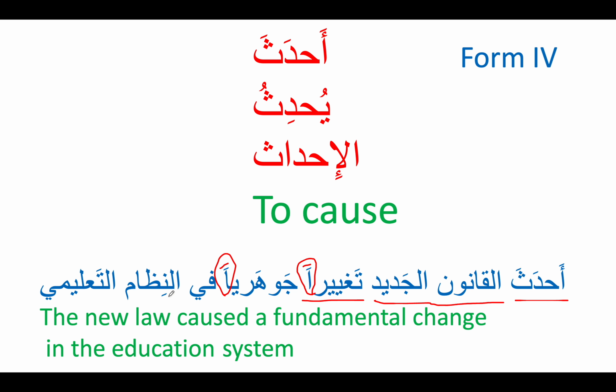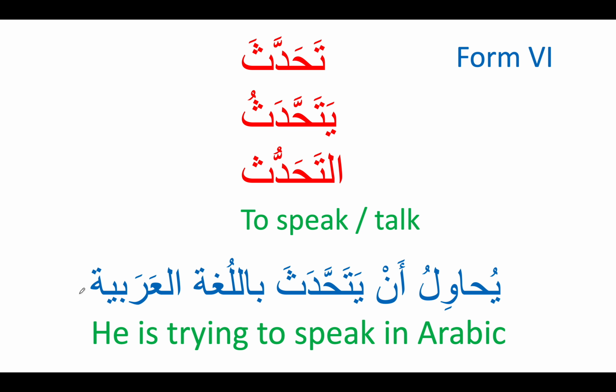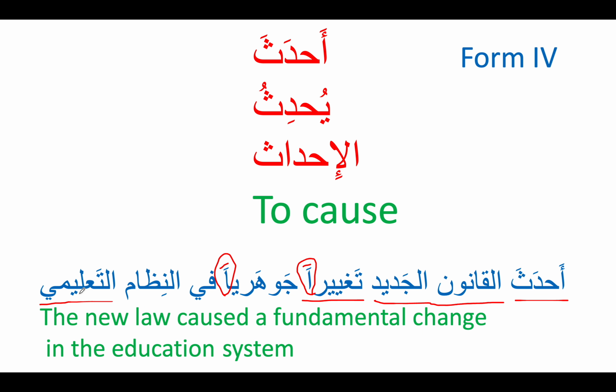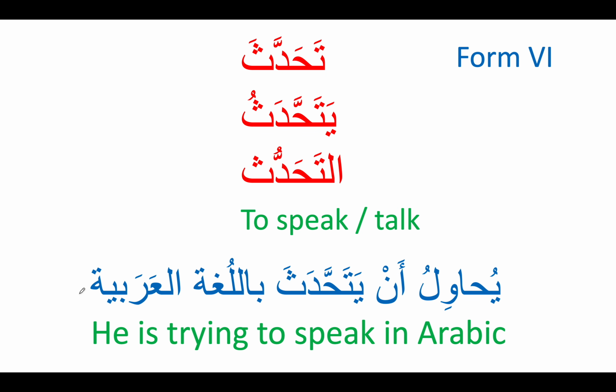في in, النظام is the system, تعليمي is the education system, or educational system, whichever you want to say. But it's an adjective here, coming from تعليم, which means education, so we put the ya on the end and make it into an adjective. Now form 5, sorry, yes, form 5. That should not be there. This is form 5. Sorry, I got confused.